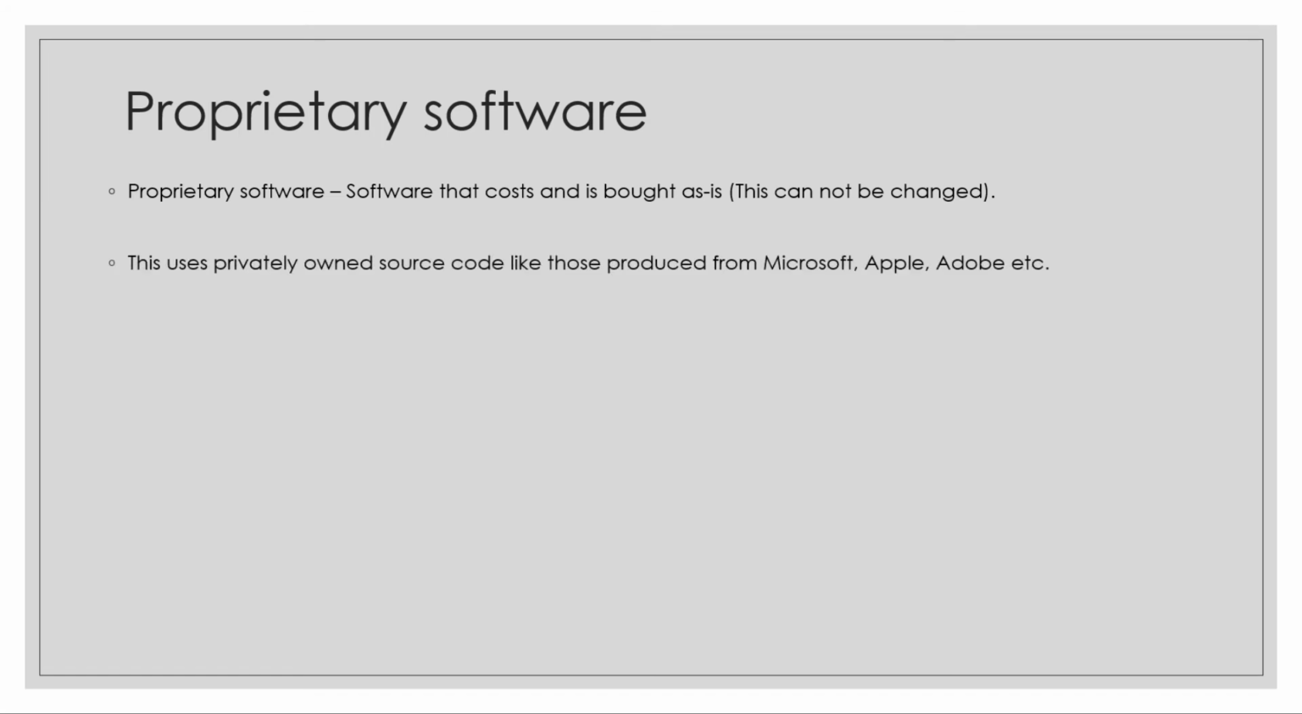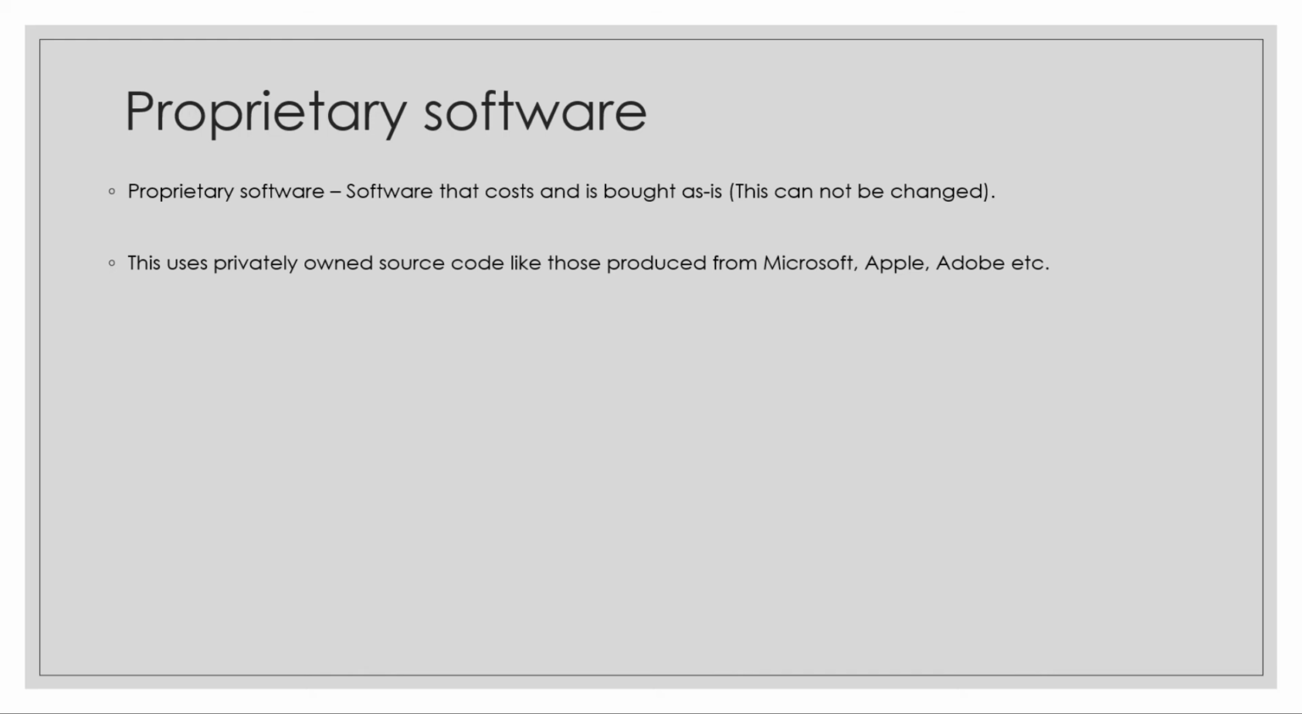Obviously, we've been talking about open source software. Proprietary software is software that costs and is bought as is. That means you can't change the thing. Places like Microsoft, Apple, and Adobe charge you a fee.